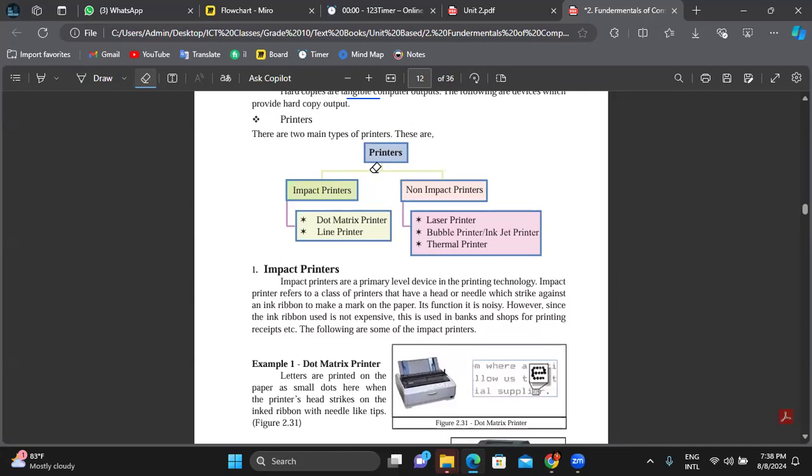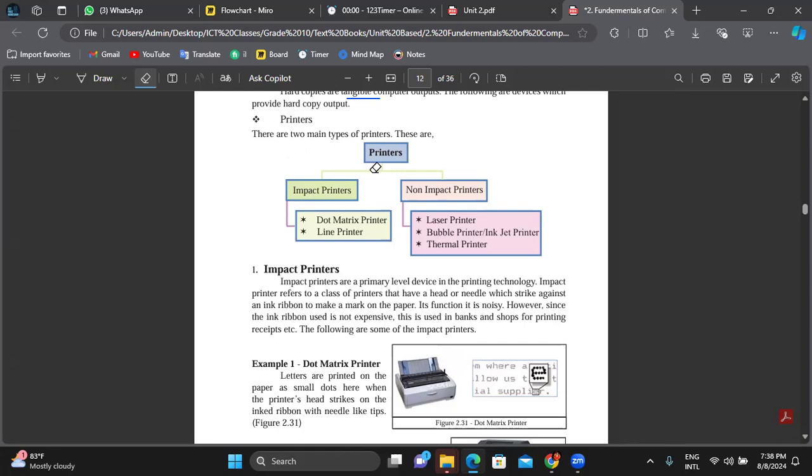Everyone has a piece of paper, right? In a printer, there are two types; the printer is going to print on paper. Even your books are printed through a laser printer, and we'll discuss what laser printers are. There are two ways that the paper is going to be printed, and those two types are called impact and non-impact.